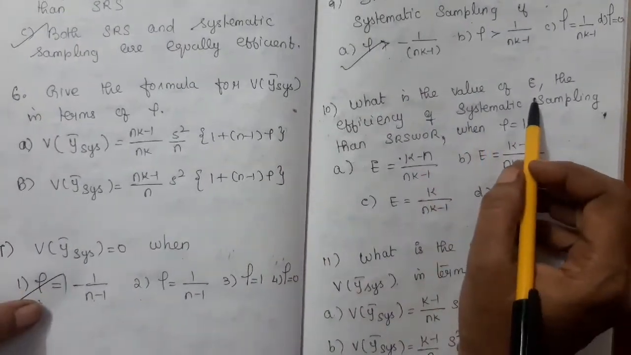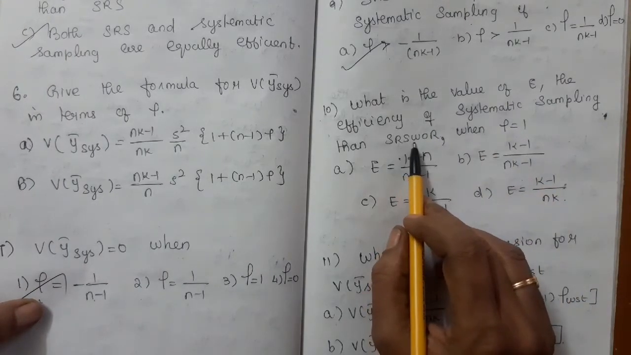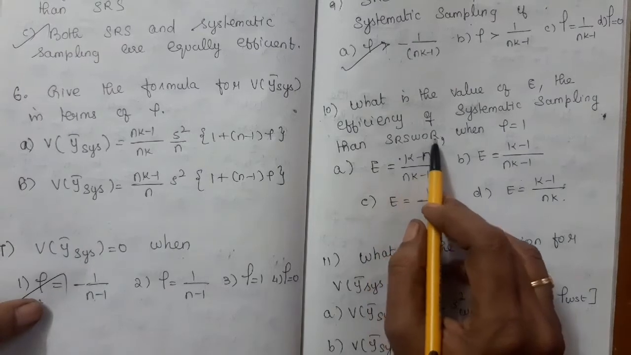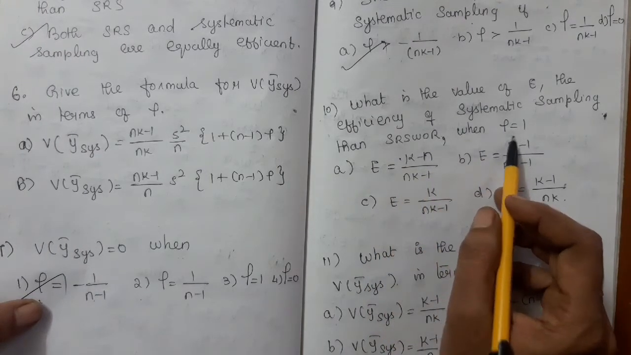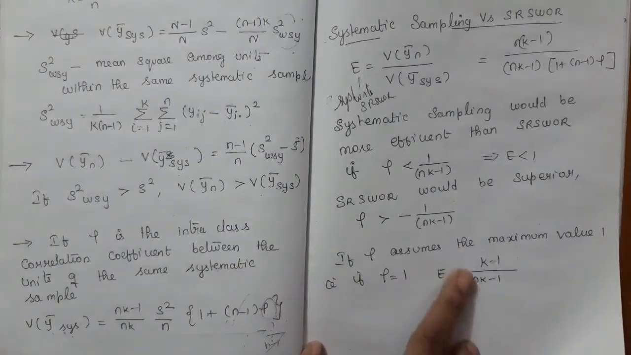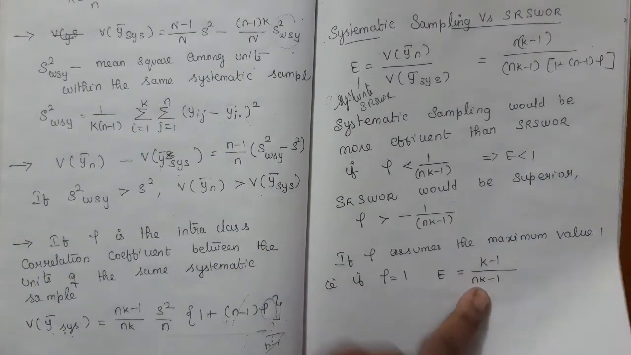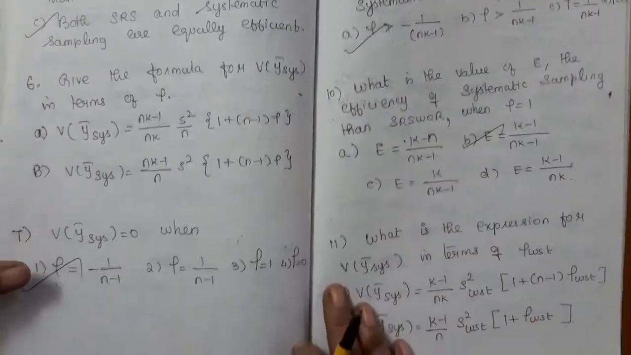What is the value of E, the efficiency of systematic sampling with respect to simple random sampling without replacement, when rho is equal to 1? When rho is equal to 1, we have derived it as k minus 1 by nk minus 1. So B is the correct answer.